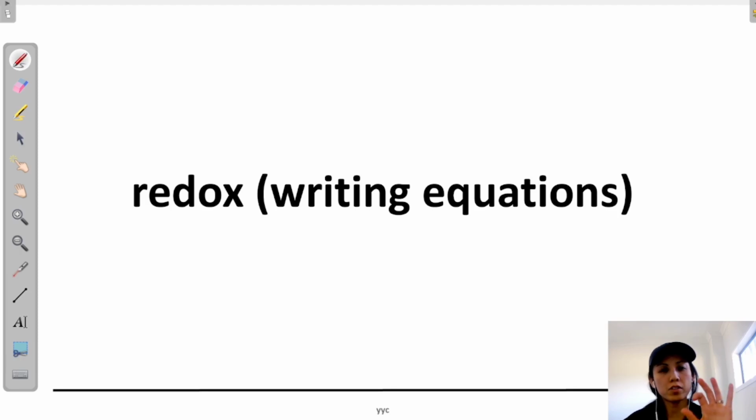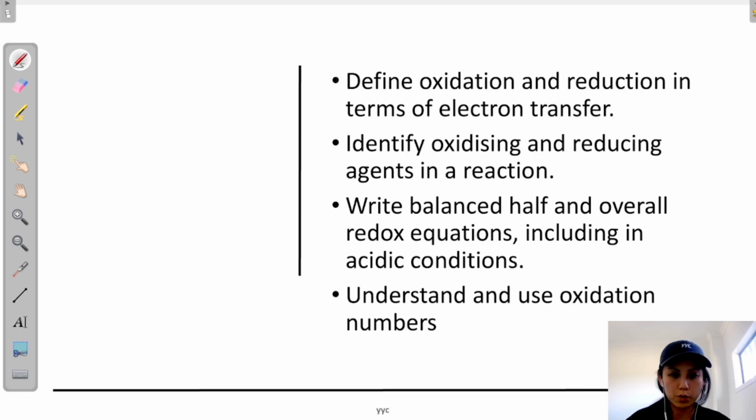Today we're going to talk about redox, defining redox, but most importantly, writing the equations and half equations. So let's define what oxidation and reduction are. Let's try and figure out how to write balanced equations, half equations for redox reactions in basic and acidic conditions, as well as using oxidation numbers to find out redox reactions.